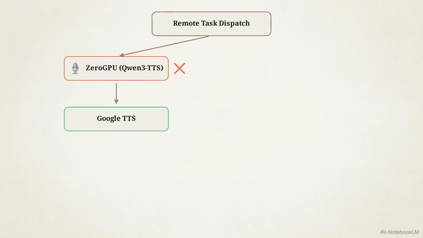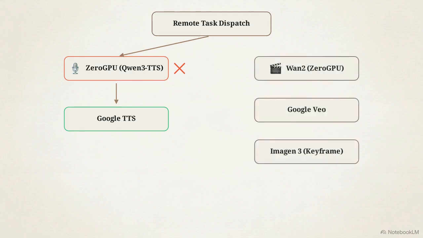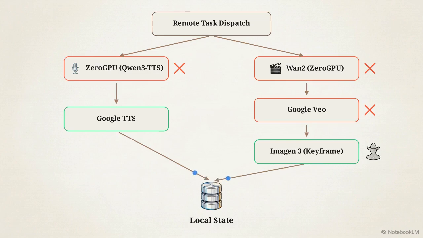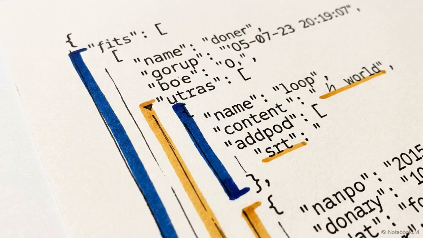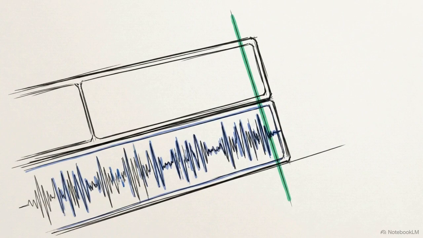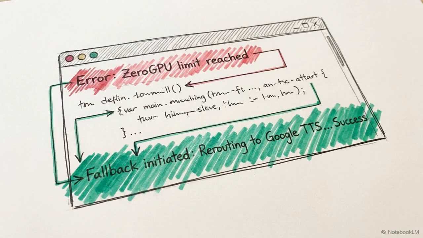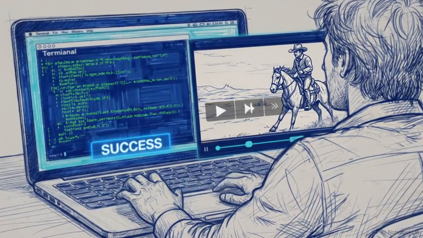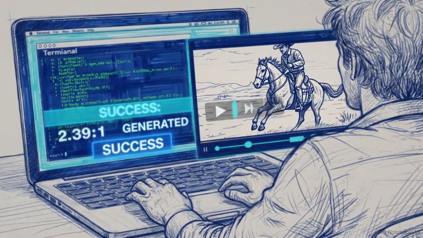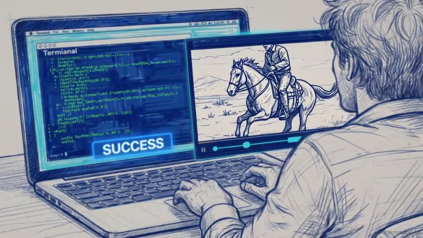For audio, if the primary text-to-speech engine fails, the payload gracefully switches from Zero GPU to Google TTS. For video, the system steps down from WAN2 to Google VO, and finally to generating free cinematic keyframes using Imagen 3. The complete loop is now resilient. LLM parsing organizes the data, backtiming synchronizes the pacing, the database forces continuity, and automated fallbacks keep generation moving. The future of AI video production does not rely on a single massive model. It relies on intelligent, local state algorithms constraining remote probabilistic engines.